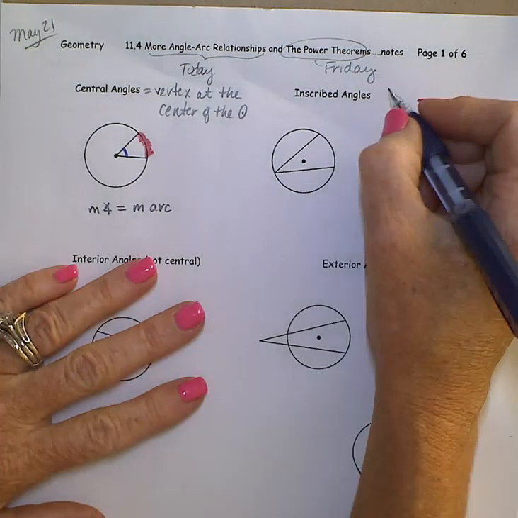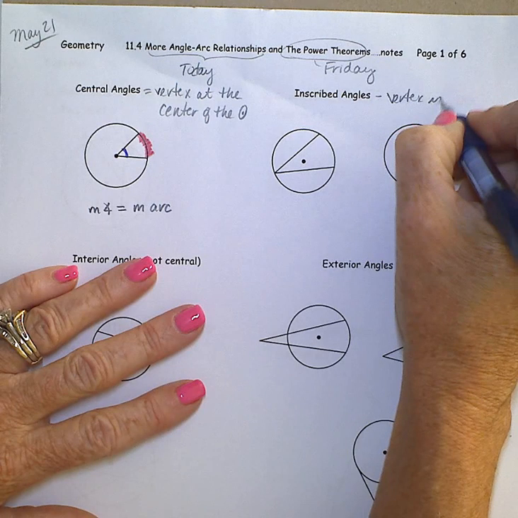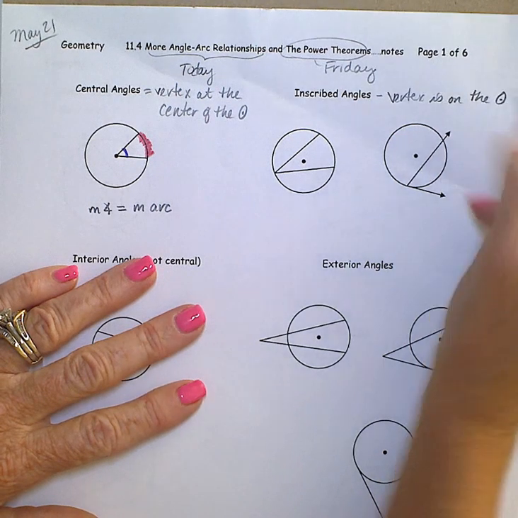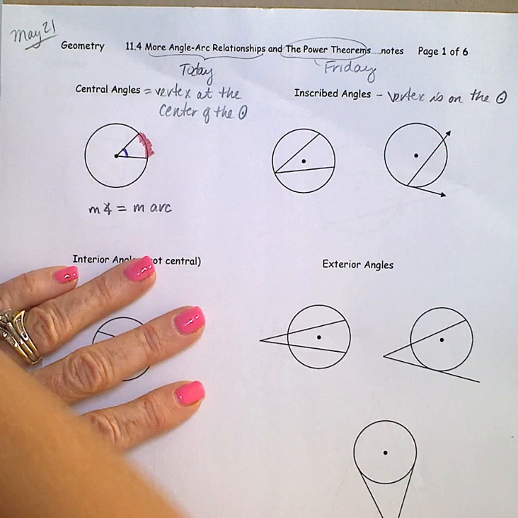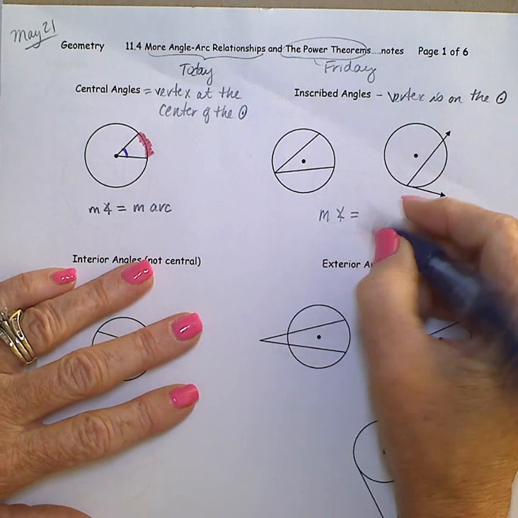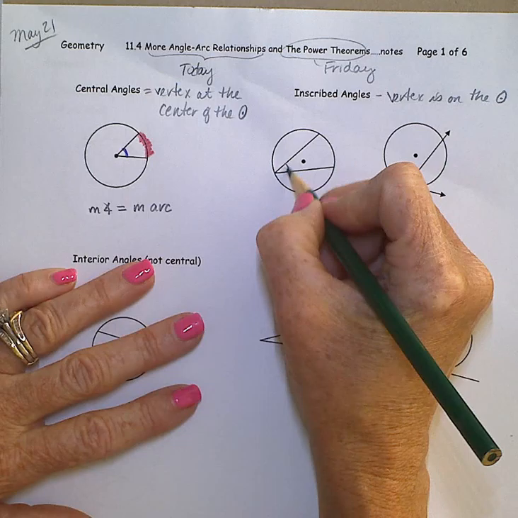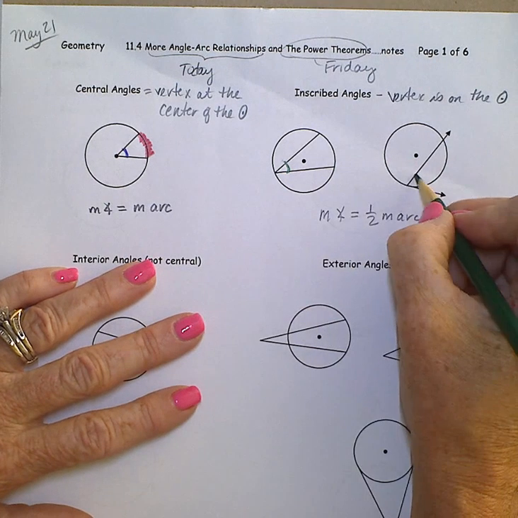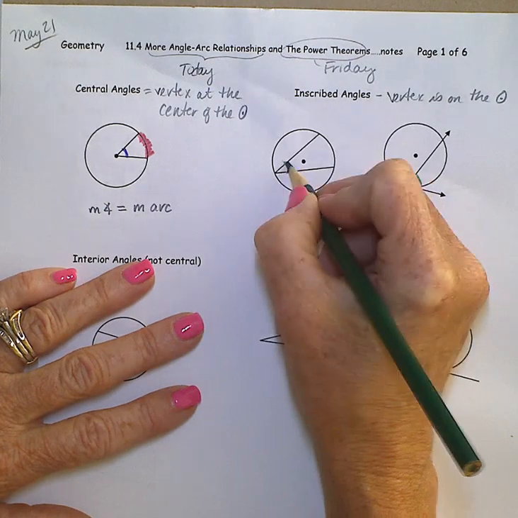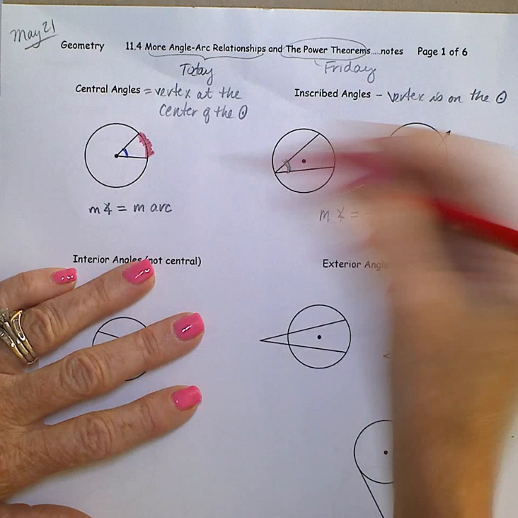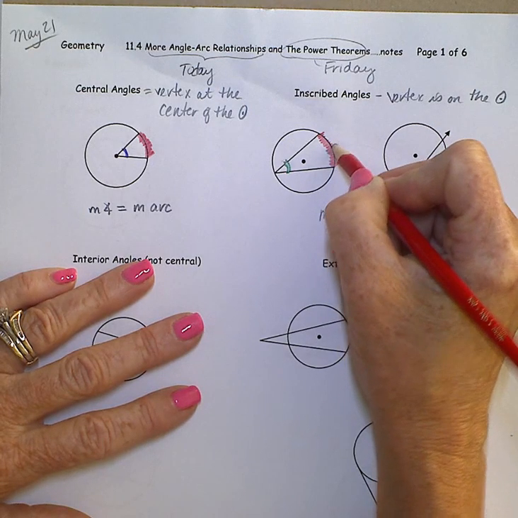Inscribed angles we talked about yesterday, those are angles whose vertex is on the circle. And we know from yesterday that the measure of the angle is equal to 1/2 the measure of the arc. There's an inscribed angle right there. And down in here where the vertex is on the circle and we have a tangent line, this is the angle here. And that angle is half of its arc. And the arc we're talking about is the arc that is created by the sides of the angle. So the angle is half of its arc.